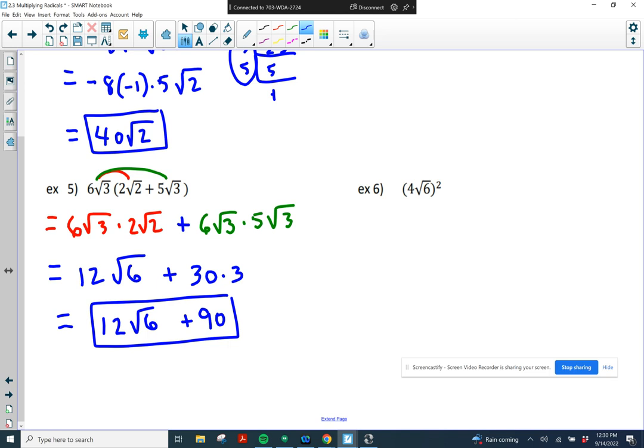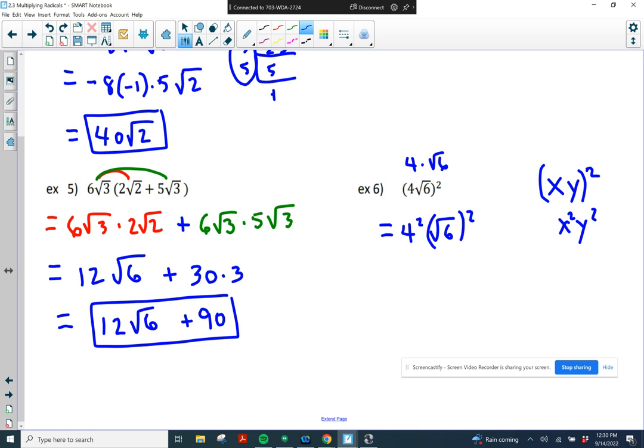Okay, now, example 6. This is like doing x times y to the second power. You do x to the second power, you do y to the second power. Look at the structure of what you're working with. We have 4 times the square root of 6. It's like doing x times y and then squaring it. You have square the 4, square the square root of 6.